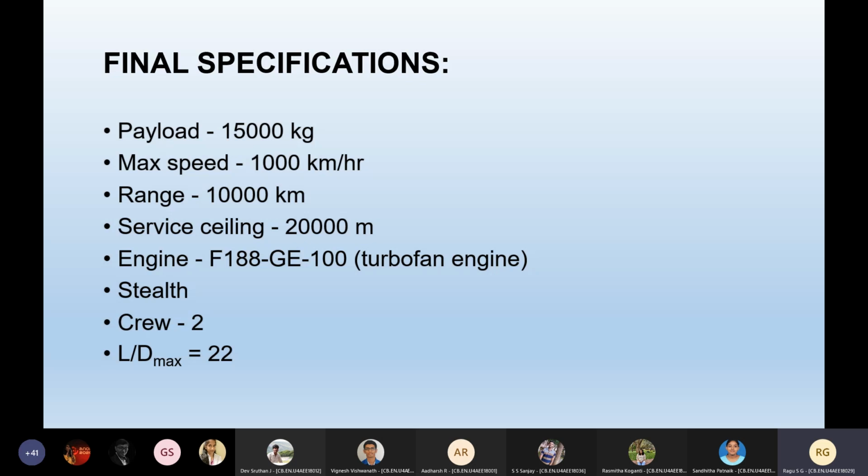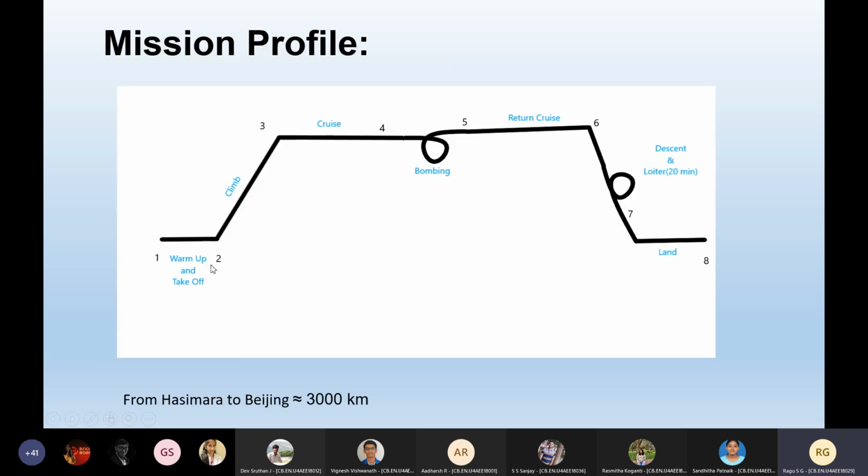So this is our mission profile. Initially, Sir said about taking off from Kolkata to Beijing, and we took Hasimara as the airbase, which is near Kolkata, in north West Bengal. The aircraft takes off from Hasimara and climbs to a particular altitude. After cruise, it reaches the bombing phase in loiter, and after that, it returns to the same base in Hasimara. The distance was about 3,000 kilometer, and if any other mission changes, the 10,000 kilometer range will be very useful for that.